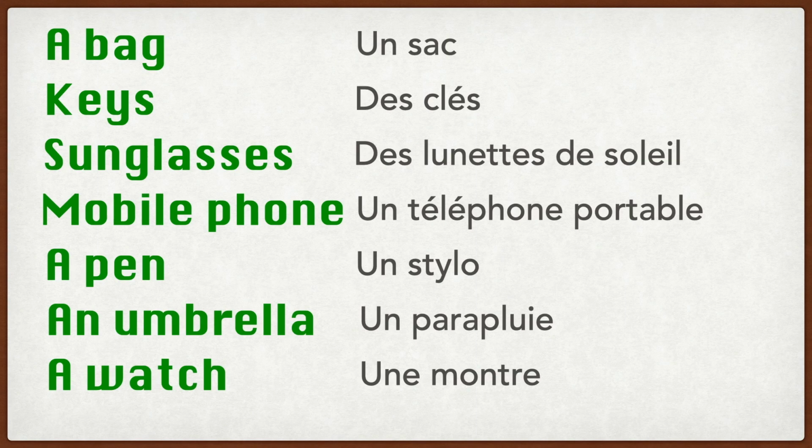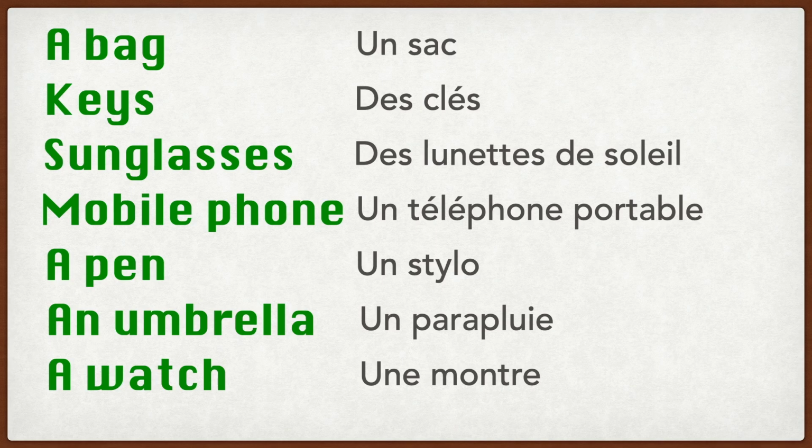Take a good look at the objects again. For example, un sac and une montre. Un and une both correspond to the article a: a bag, un sac; a watch, une montre. Des clés. Des is the indefinite article for plural in French. In order to understand this, we should know that all nouns have genders in French. They may either be masculine or feminine.